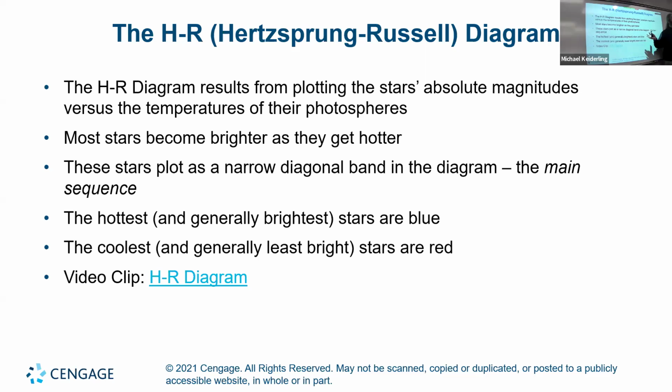The hottest and generally brightest stars are blue. They're also on the main sequence, the largest stars. The coolest and generally least bright stars are red. These are the smallest ones. And we can measure their mass using various techniques. We find big, heavy stars are large, blue, short-lived. Small, light stars are dim, red, long-lived. So that's the major. This diagram was put together by Hertzsprung and Russell. It's called the HR diagram.